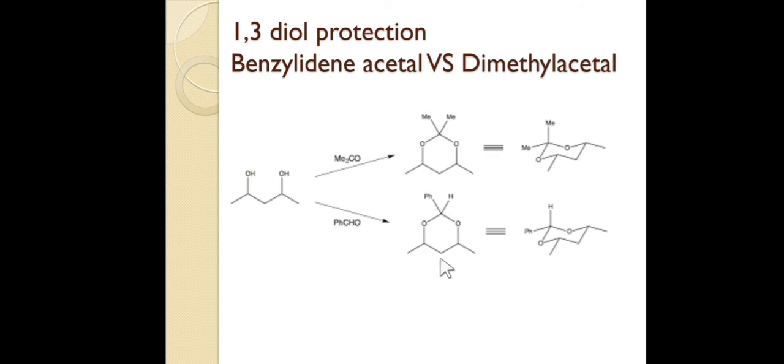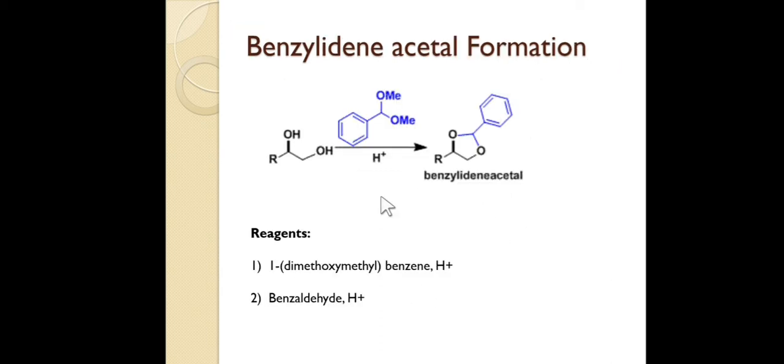Okay, so benzaldehyde also can be used for 1,2 as well as 1,3, but in case of dimethyl acetal it is very useful for 1,2-diol and not for 1,3-diol. So let's see how the benzaldehyde acetal actually forms. Formation is very simple, as the mechanism we already discussed. The mechanism is very same.